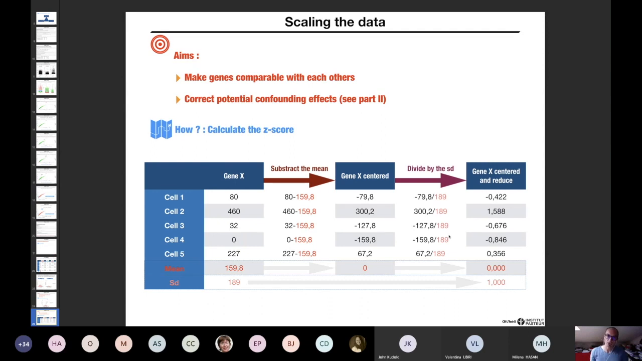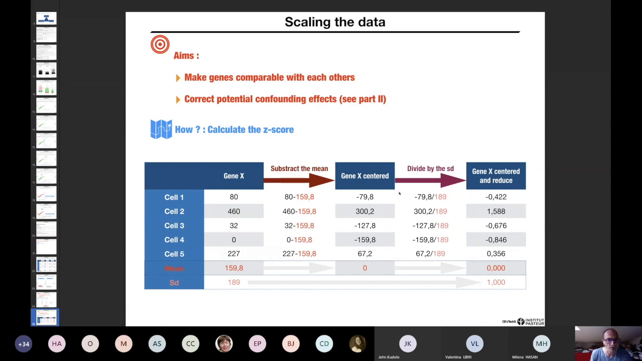After normalization of the data, we can scale the data. The normalization makes the cells comparable with each other. Scaling the data makes the genes comparable with each other. And that's also the step where we can correct for potential confounding effects. So I say here, see part 2. I was aiming to talk about that during the second part of the talk, but I will not have the time, so maybe for the questions or else.